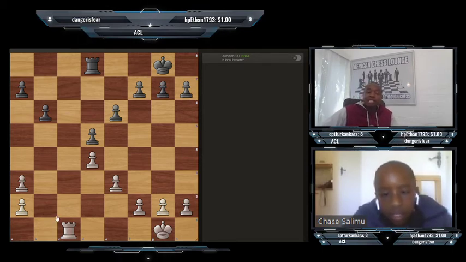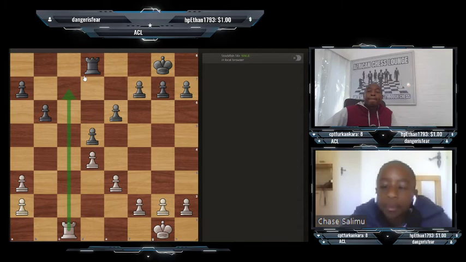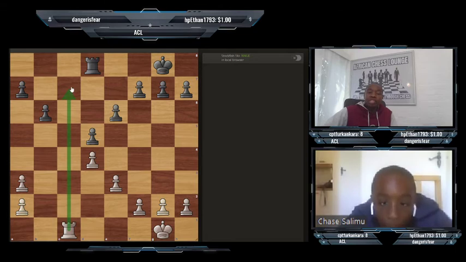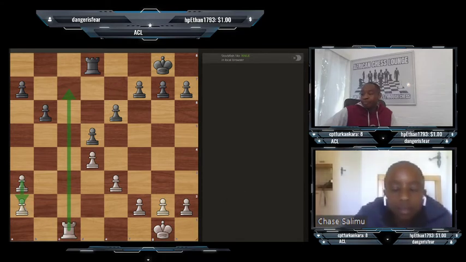One is initiative. White is the one who's capable of causing threats by going to the 7th rank, and black is not capable of causing threats. And in this particular position, the initiative and the control of this C file is more important than the damaged structure that white has. So in this particular case, you find that white is clearly better.